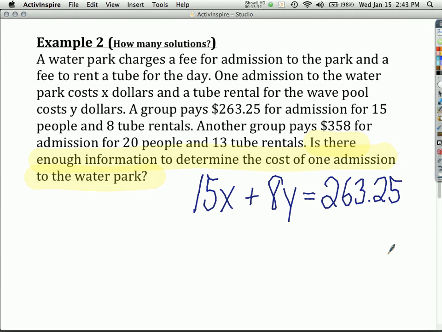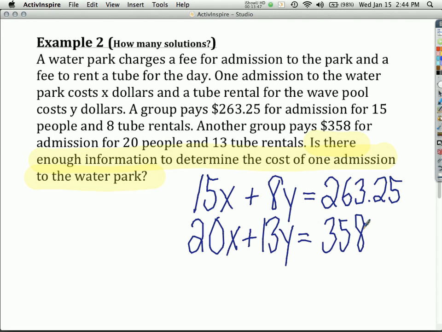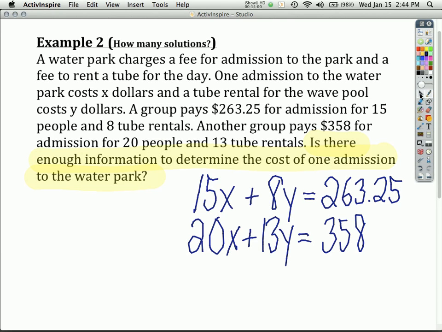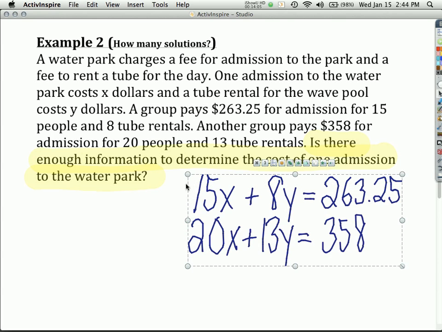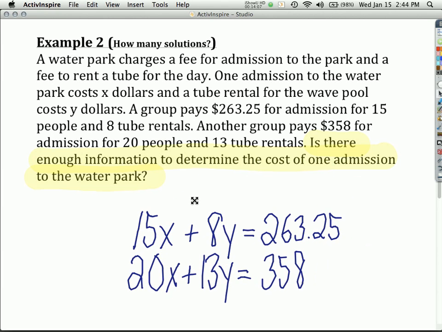Catalina, what was your second equation? 20x plus 13y equals the other big number, 358. Okay, give me a thumbs up if you have that equation in your system. A lot of people. Looks like just about everybody. Put your thumbs down. That is exactly the system that I wrote as well. So, good job. I'm pretty darn impressed with this class.